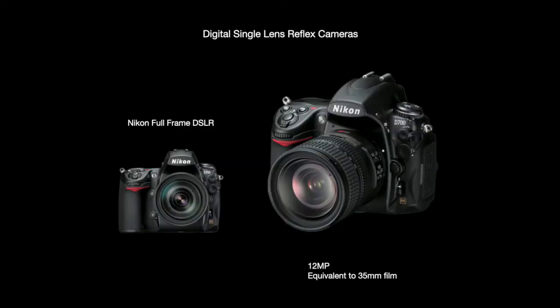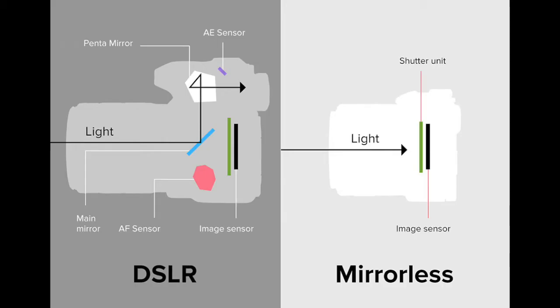The digital single lens reflex cameras are 12 megapixel, so they're equivalent to 35mm film. But as you can see, mobile phones are starting to take over in terms of megapixel size. A mirrorless camera is a type of camera that works without a reflex mirror. Light passes through the lens directly to the sensor, which then displays your image on the camera's LCD screen, allowing you to adjust settings and preview your image before it's shot.